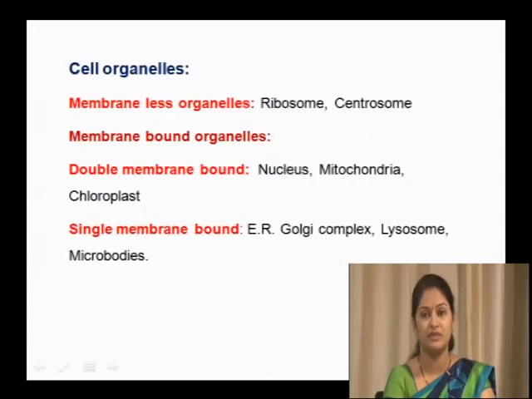Cell organelles of a typical eukaryotic cell can be classified into membraneless organelles and membrane-bound organelles. Membraneless organelles include ribosomes, which are generally referred to as the protein factories of the cells. They are considered 80S ribosomes if they are present in the cytoplasm, and they are classified into larger and smaller subunits. The larger subunit of the 80S ribosome is the 60S subunit, and the smaller is the 40S subunit.